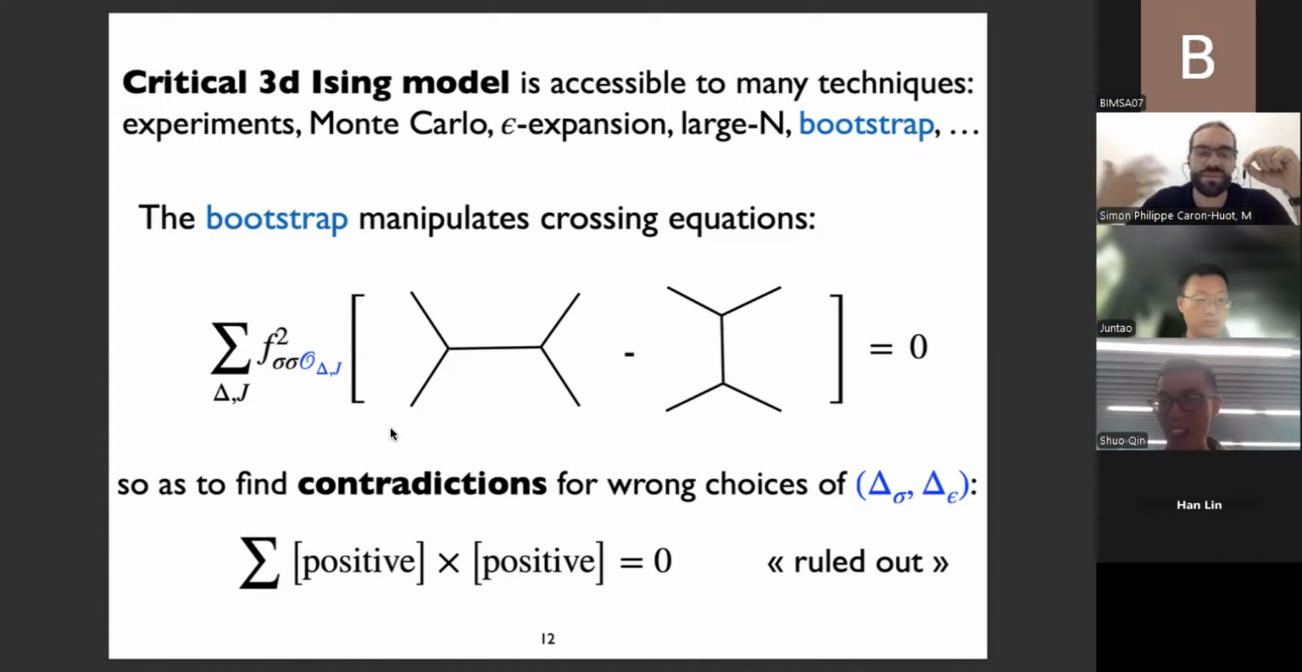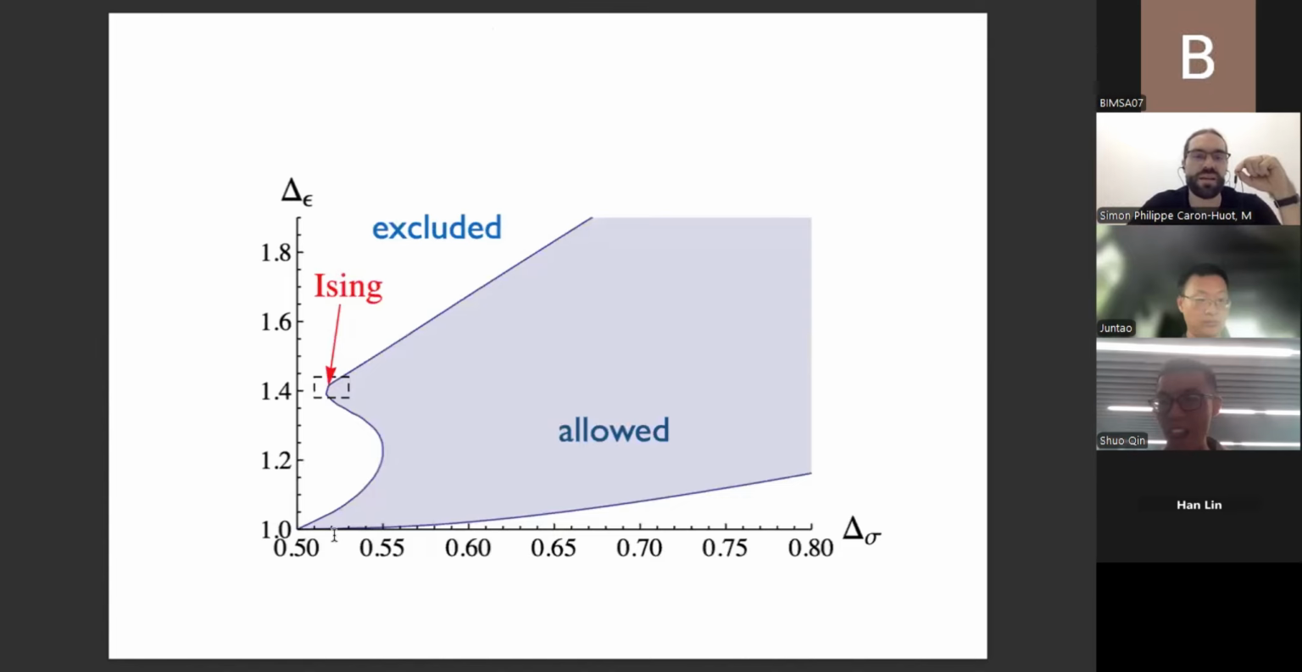So that sounds weird. You're just ruling out things, but the idea is you try to rule out everything except the theory. For example, when you start making a plot, these are the two possible values of the exponents, you can show that there's no consistent four-point function anywhere in the white region. So if some experiment were to measure a value of these exponents that's somewhere here, you'll say, well, that's not compatible. Something is wrong with that experiment.